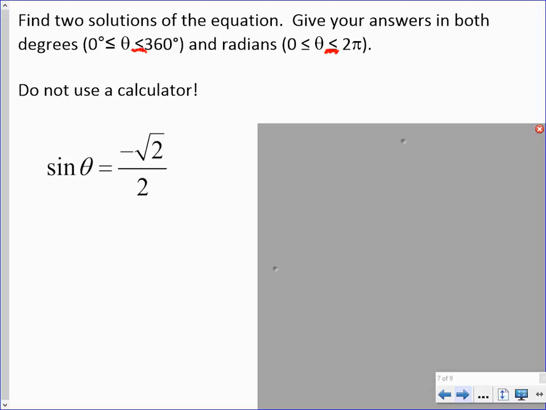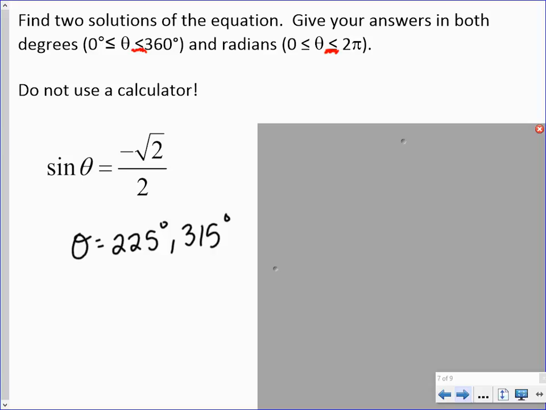And so you're thinking, what angles have sines that are -√2/2? What quadrants are they in? Quadrant 3 and quadrant 4, because if your sine is negative, you're going down, right? And what are those angles? 225 and 315. Okay, so you would answer 225 degrees and 315. And it says give your answer in degrees and radians.